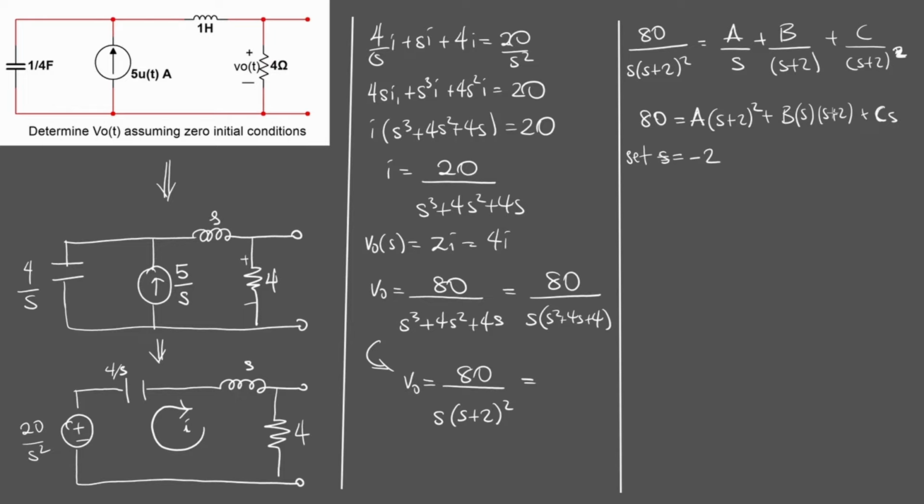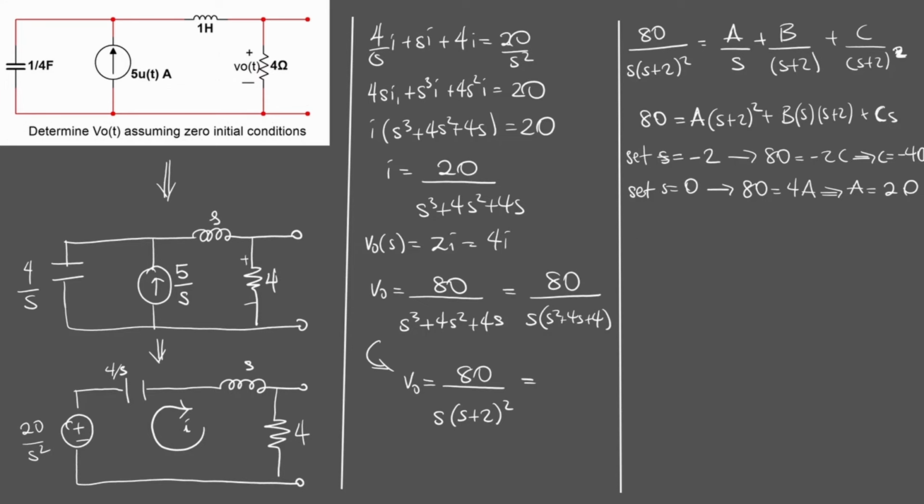This is going to be B times (minus 2 plus 2), which goes to 0, and then we're left with just Cs. So that's going to be 80 is equal to minus 2C. Therefore, C is equal to minus 40. Pretty elegant. If you're thinking ahead, we can do the same thing for 0 now. So you have 2 terms with s, so we can set s equals 0. Then we have 80 is equal to A into 2 squared, so that's 4A. So A is equal to 20.